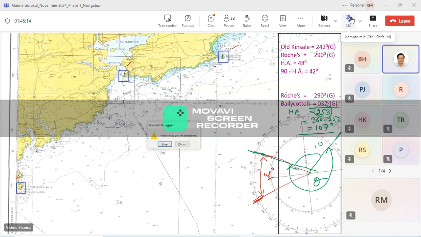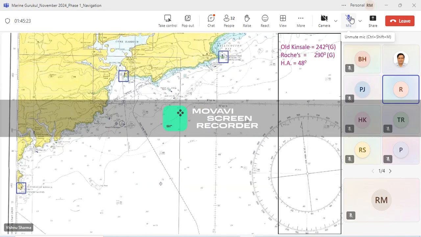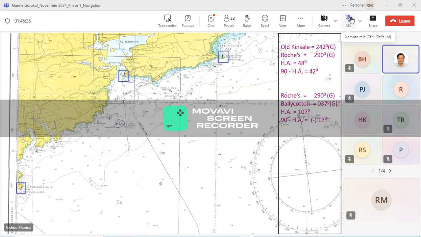Now, let me just discard and play it again. Okay. Now, 90 minus horizontal angle will be minus 17. Do you agree with me? 90 minus horizontal angle will be minus 17. Correct, beta? Yes, sir. Now we'll draw the position circle.